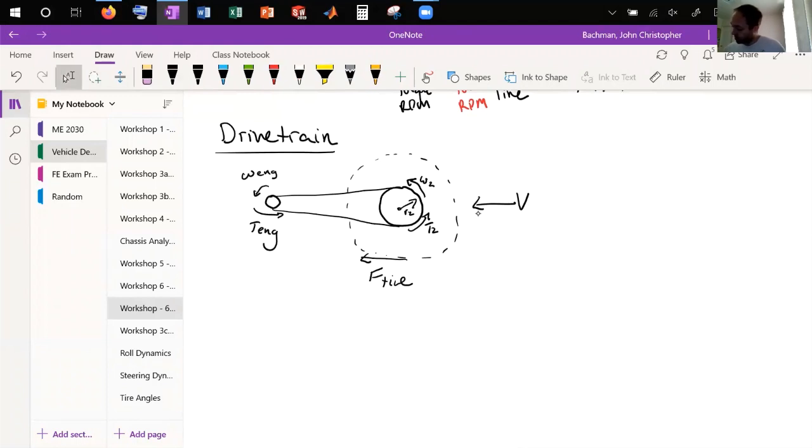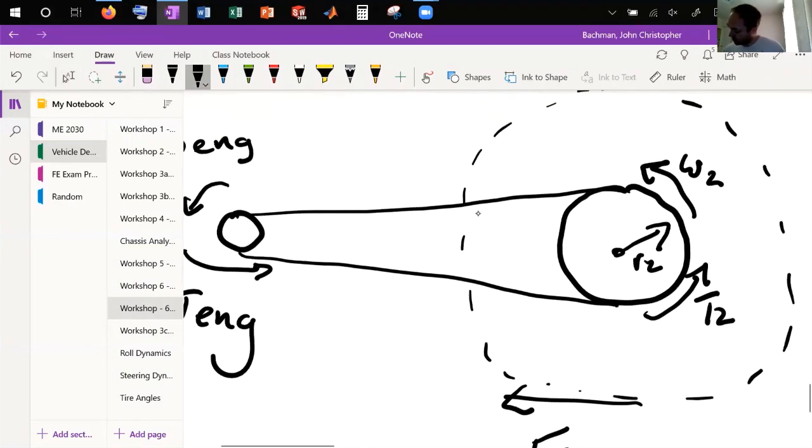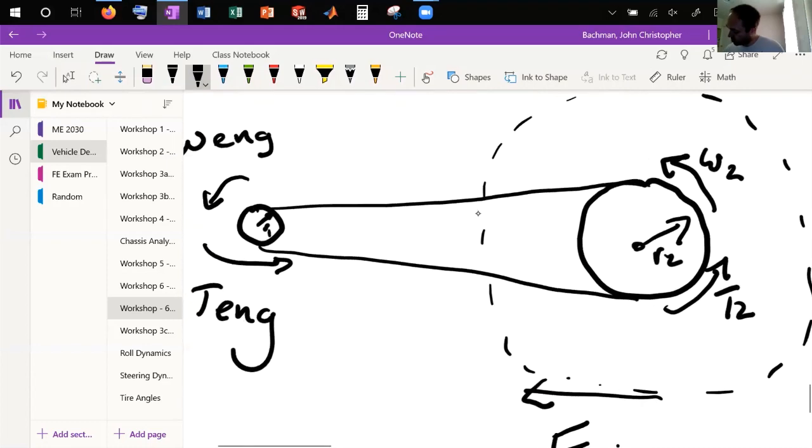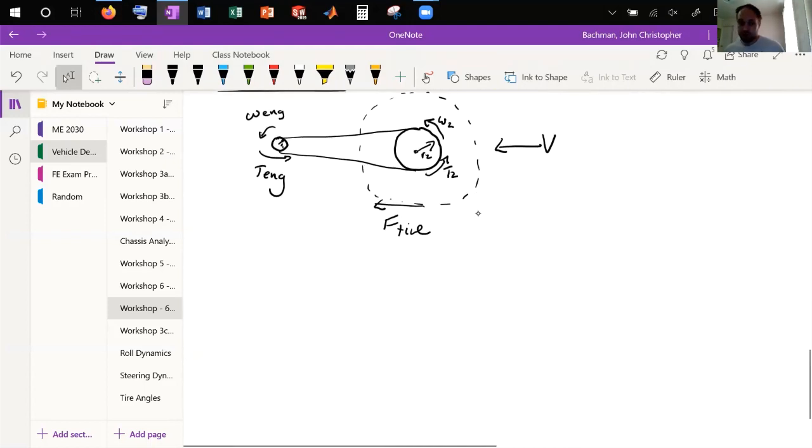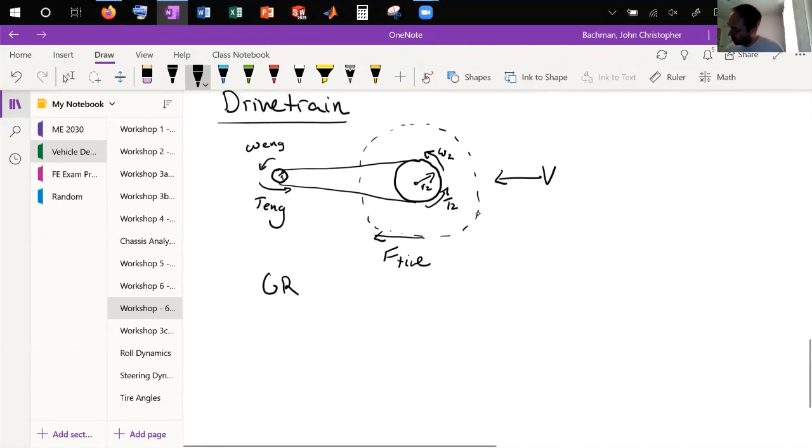So in this, I'm going to have some radius 1 in here, right? It has some radius, and the reason I point that out is because we define the gear ratio between our tire, basically our output sprocket, versus our input, to be equal to the radius 2 over the radius 1. So we call that the gear ratio.